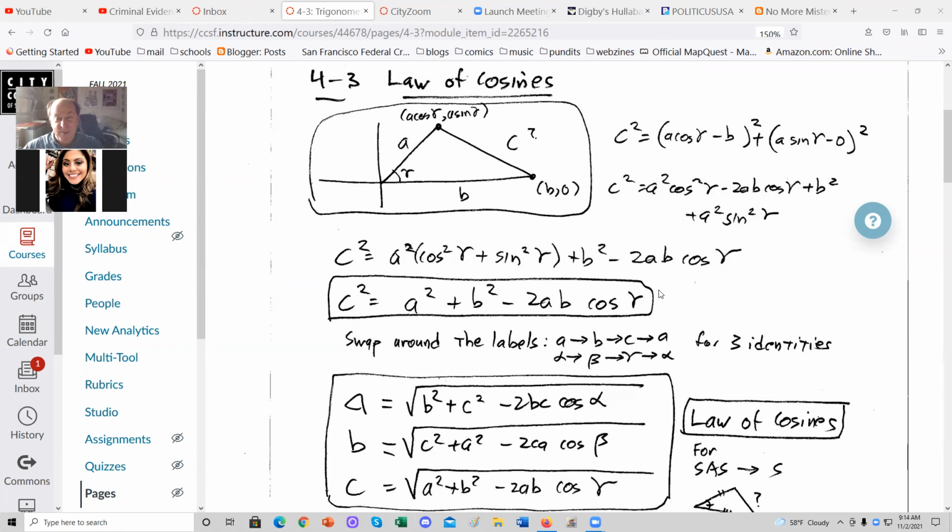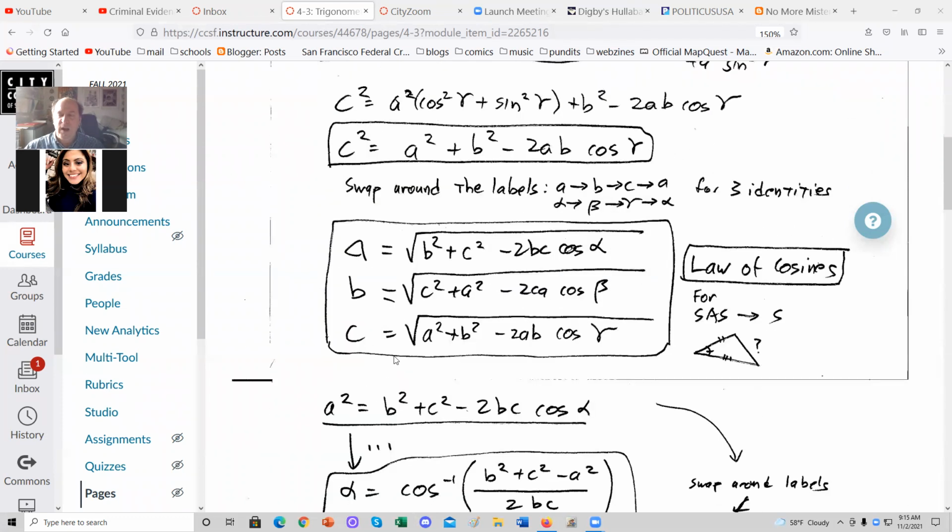Now, the names A, B, C, alpha, beta, gamma are basically arbitrary. We give them to that. So if we swap them around, we should get similar identities. A to B to C to A, alpha to beta to gamma to alpha, we get 2 other identities. So, okay, taking square roots. C is root A squared plus B squared minus 2AB cos gamma. Swap them around. B equals root C squared plus A squared minus 2CA cos beta. Swap them around. A equals root B squared plus C squared minus 2BC cosine alpha. These are the law of cosines.